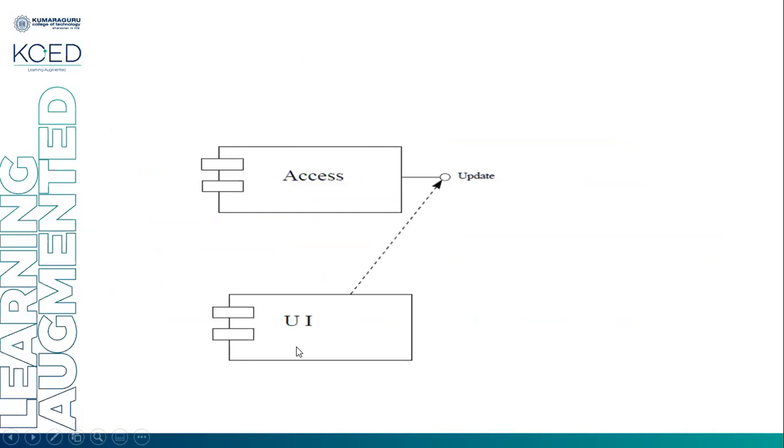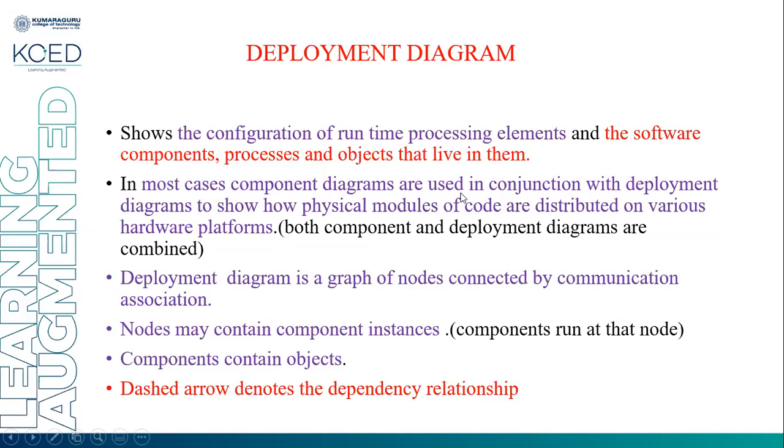Access is a component, user interface is a component, and this is an interface. The dependency relationship is shown by the dashed arrow. The user interface interacts with the access component with the help of this interface.